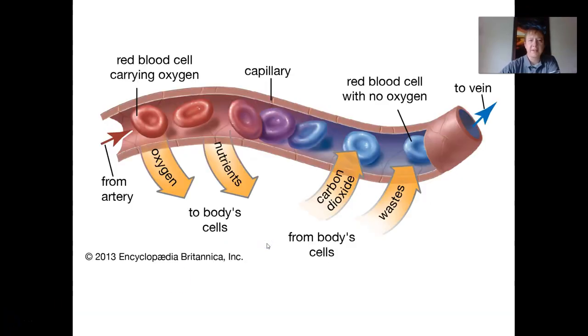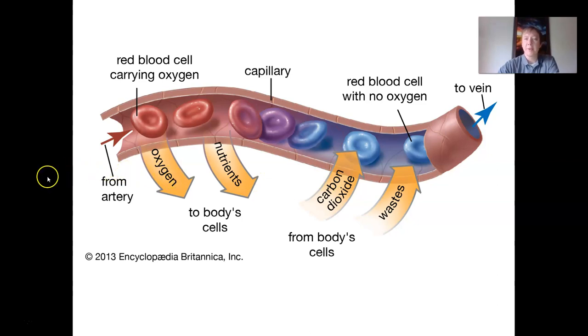Looking at this image, we have our capillary here. Again, it tends to be just one cell thick. But in the capillaries is where oxygen and nutrients are moved into your body's cells. So we have red blood cells carrying oxygen. As they continue to move through the capillaries and eventually get to our veins, we also see carbon dioxide and waste being added. So in the capillaries, nutrients and oxygen are exchanged for waste and carbon dioxide.